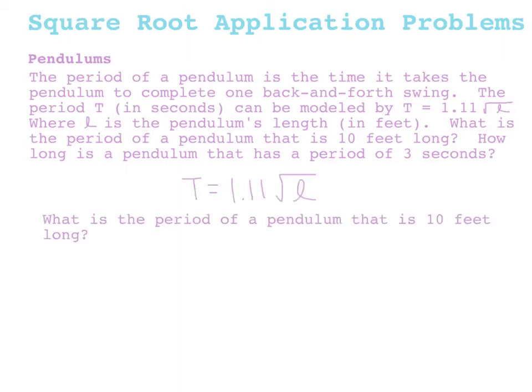Alright, so first question, what is the period, and remember period was t, so what is t, of a pendulum that is 10 feet long? So that means L is 10. We're going to just put a 10 right there. We're going to say t equals 1.11 square root of 10. And then that's something you would just punch into your calculator and round, and we get approximately 3.5, and it's in seconds, so 3.5 seconds.